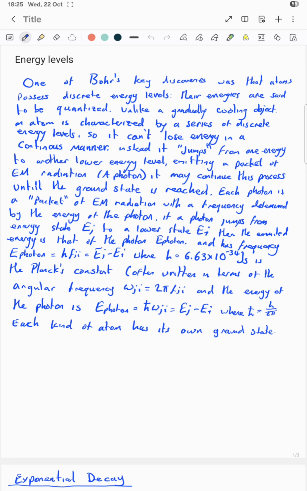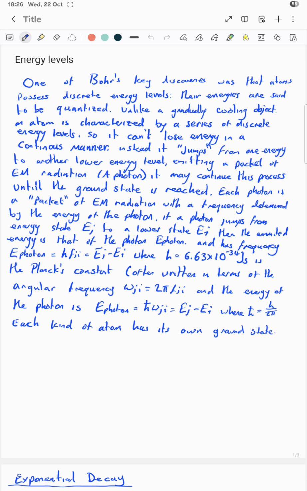Unlike a gradually cooling object, an atom is characterized by a series of discrete energy levels, so it can't lose energy in a continuous manner. Instead, it jumps from one energy level to another lower energy level, emitting a packet of electromagnetic radiation, i.e. a photon. It may continue this process until the ground state is reached. Each photon is a packet of EM radiation, with a frequency determined by the energy of the photon.